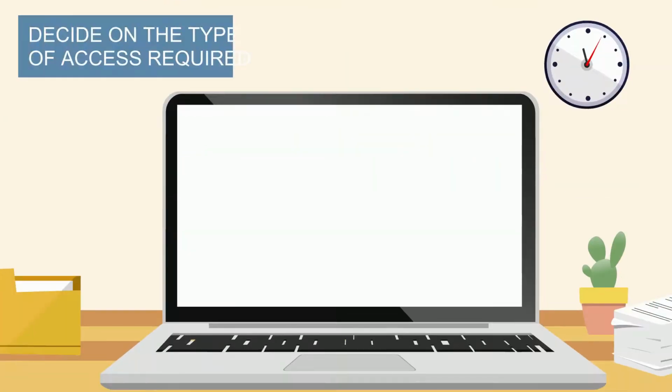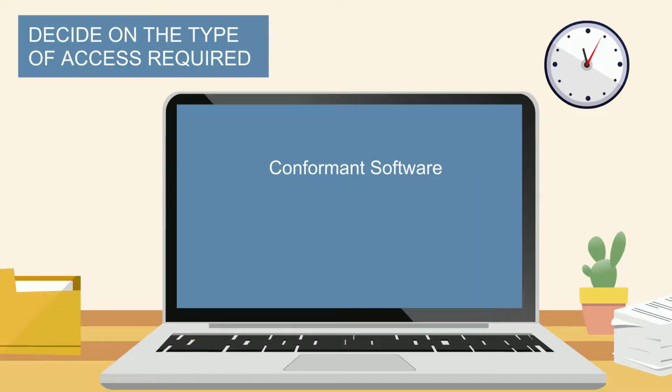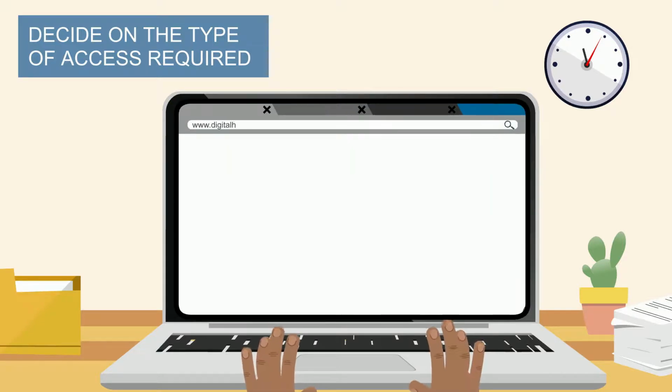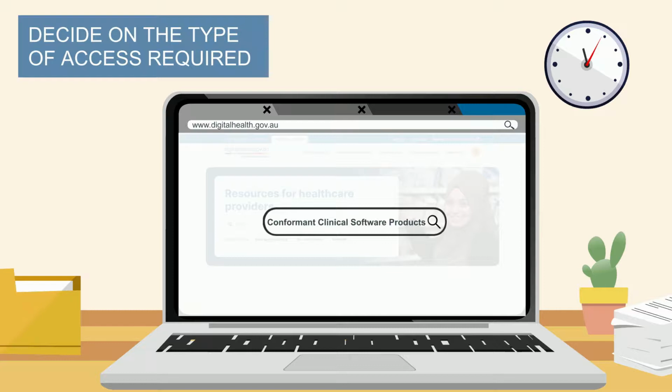I now need to decide on the type of access I require. The first option is using conformance software. This means the clinical information system I use in my practice is conformant to connect with my health record. This allows me to view, download and upload my patients' information to their My Health record. To check if your clinical software is conformant, visit the Australian Digital Health Agency's website.